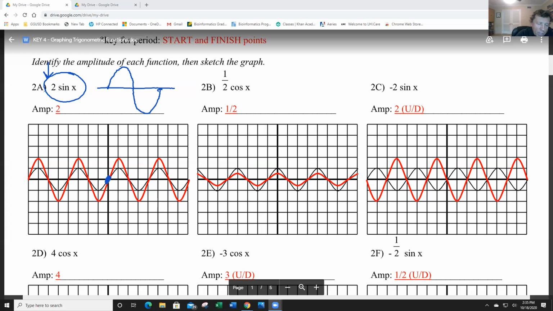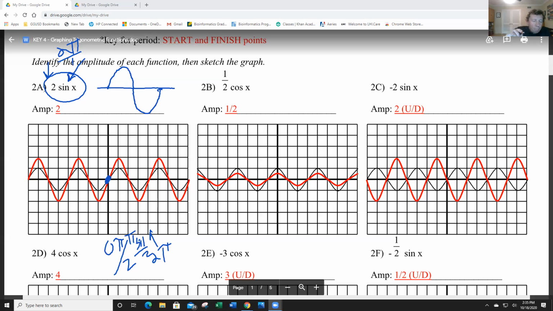And the period is 2 pi. The period is 2 pi because there is a 1 in front of the x, and we're going to go 2 pi divided by 1, which is 2 pi. So I'm going to label these 0, pi over 2. This is pi. This line is 3 pi over 2. It's really hard to fit it in here. And this one is 2 pi. Okay, so I need 5 points.